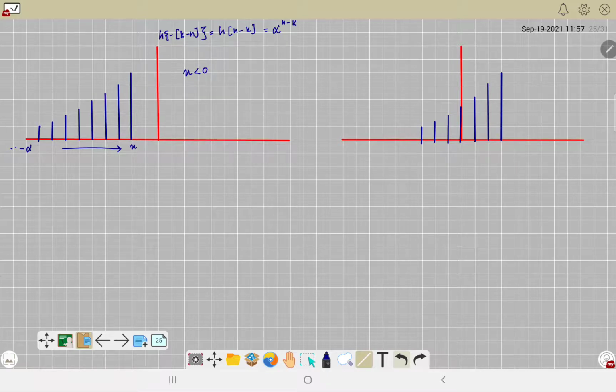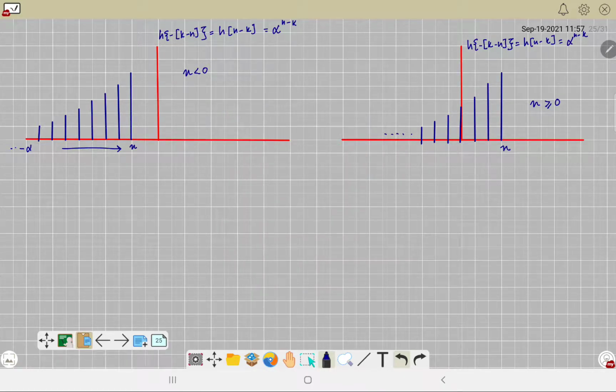Like this, right? So again, this is h of minus k minus n, which is h of n minus k, which is alpha to the power n minus k, but n here is greater than or equivalent to 0. And this point will be n. It continues to minus infinity.